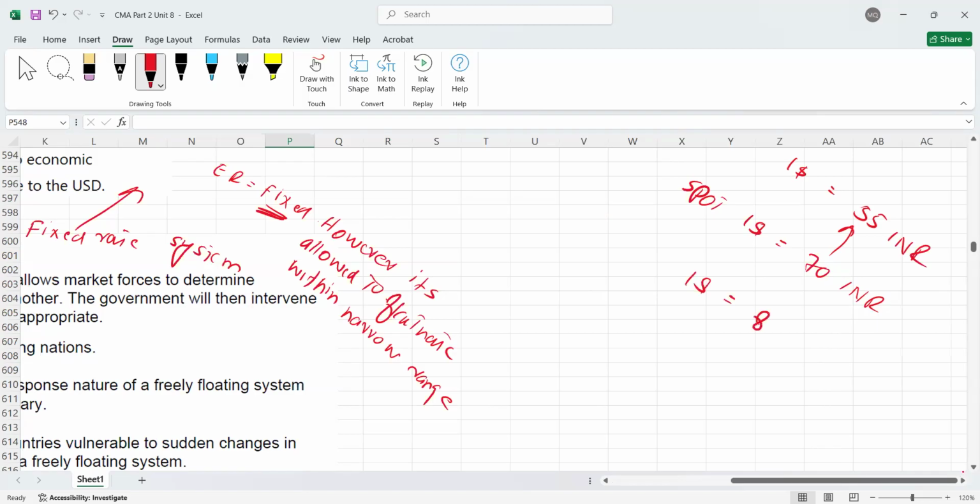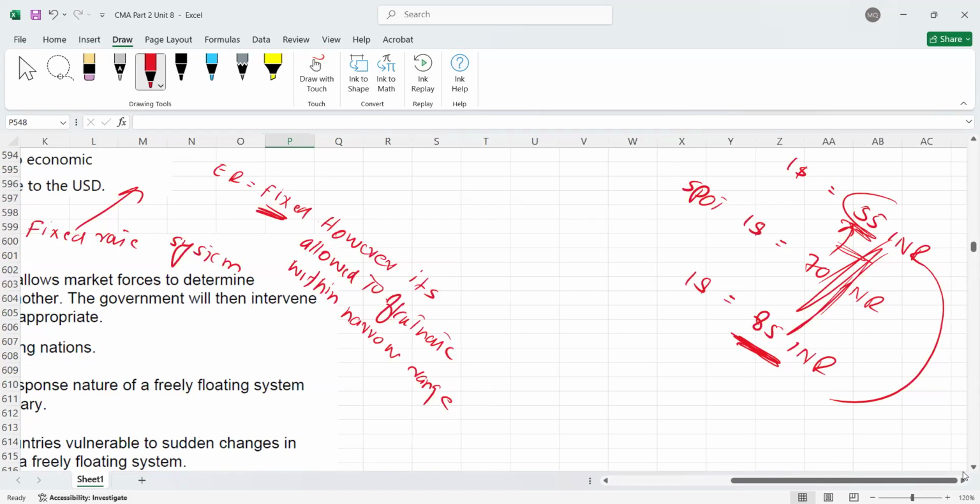$1 could be, for example, 85 Indian rupees. Now demand and supply will work. This is the lower range, this is the higher range. If the exchange rates are fluctuating between these ranges, government will not intervene. But if the rate tries to go lower than this or higher than this, then the government or the central bank will intervene. They will buy or sell the currencies in such a way that the exchange rate comes back within this range.